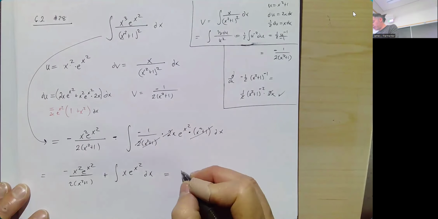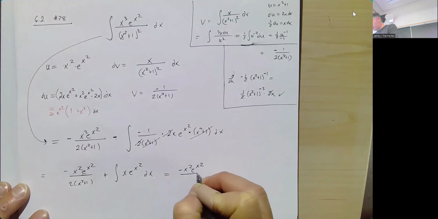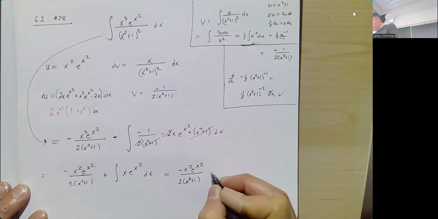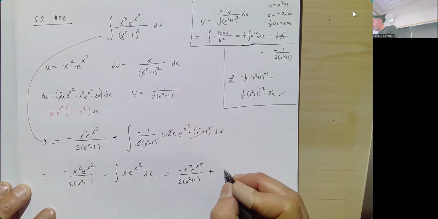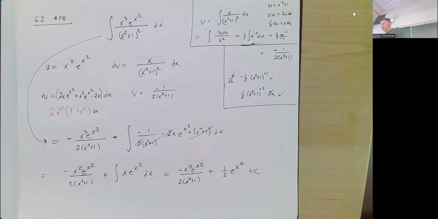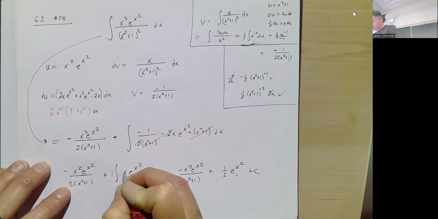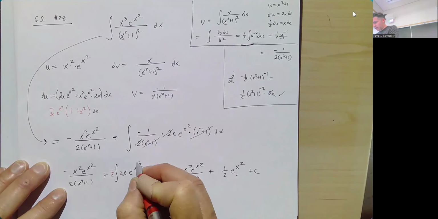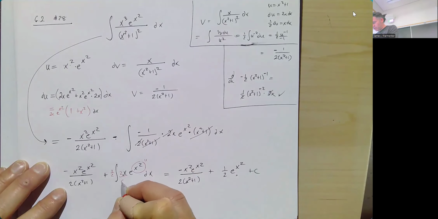This ends up being negative x squared e to the x squared over 2 times x squared plus 1. And the antiderivative of x e to the x squared, I think we have enough experience now to know that's going to be 1/2 e to the x squared. Because when I take the derivative of e to the x squared, I get e to the x squared times 2x. So then that'll take care of that x right there. If you like, you can think of this as 1/2 times 2x, and then there's my u, there's my du.